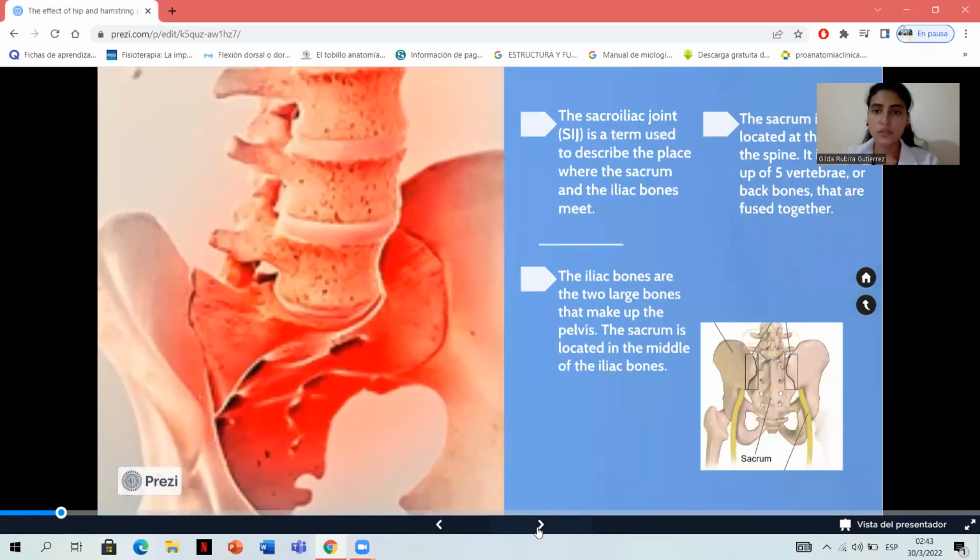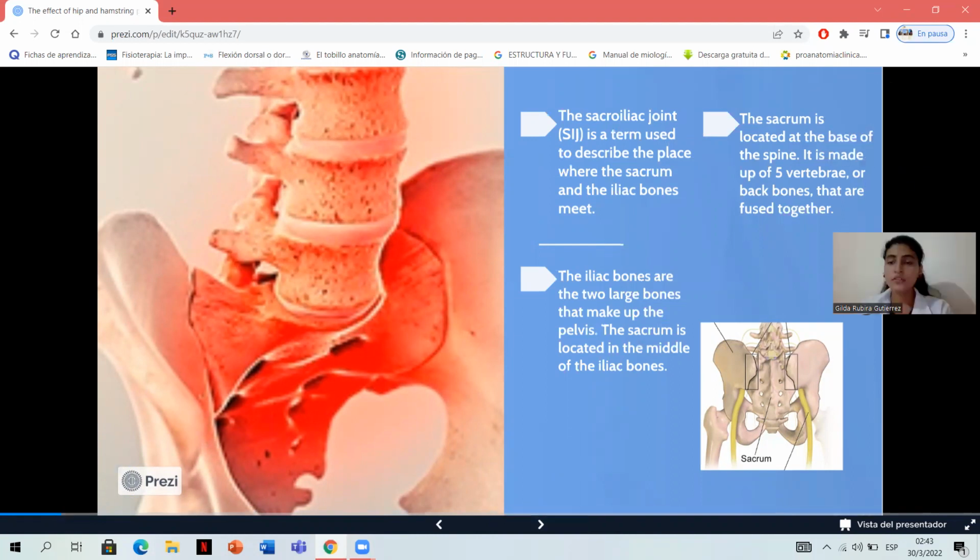The sacroiliac joint is a term used to describe the place where the sacrum and the iliac bones meet. The sacrum is located at the base of the spine. It is made up of 5 vertebrae or backbones that are fused together. The iliac bones are the 2 large bones that make up the pelvis, and the sacrum is located in the middle of the iliac bones.